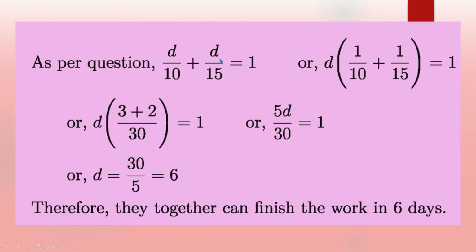Okay, now taking common D, as a result here will be 1 by 10 plus 1 by 15, this equals 1, or D into LCM will be 30, here 3 plus 2 divided by 30, this equals 1, here will be 5, here will be 30, that means 5 by 30, meaning 1 by 6, or you can write 5D by 30, this equals 1, or D equals 30 divided by 5, this equals 6. Okay, therefore they together can finish the work in 6 days.